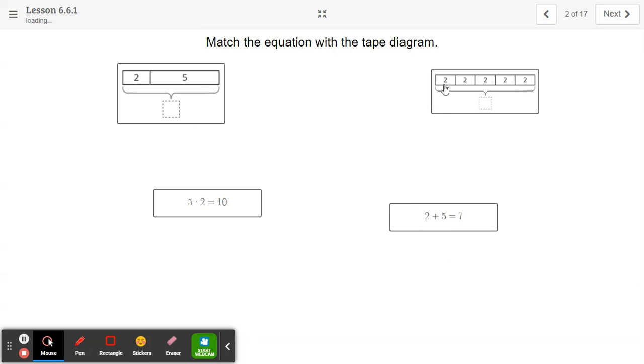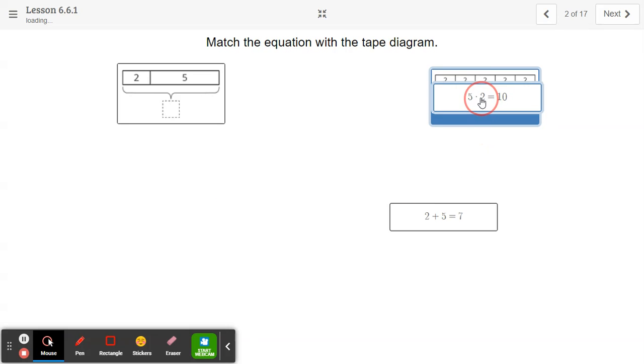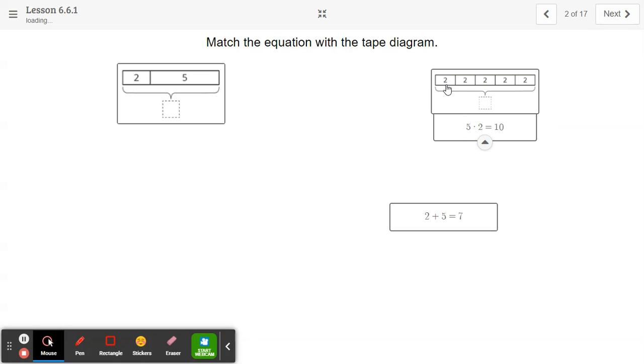If I look at this one, I have 2, 4, 6, 8, 10 total. So this bar model is showing a total of 10, and I know that this goes here. It's also showing multiplication because multiplication is repeated addition. So there's 2 being added 5 times, or 5 times 2. This bar model is just showing that we're taking the 2 with a 5, which together makes 7. So it's the addition problem.